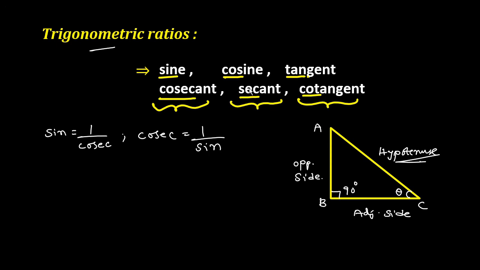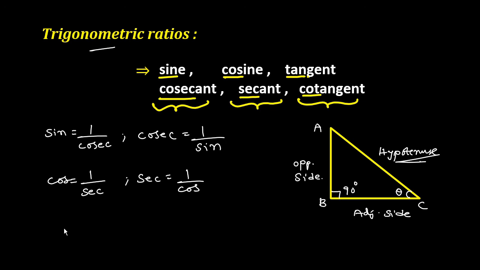In the same way, we consider the other pair now. Now cos and secant are reciprocal to each other. That is, cos equals 1 by secant and secant equals 1 by cos.